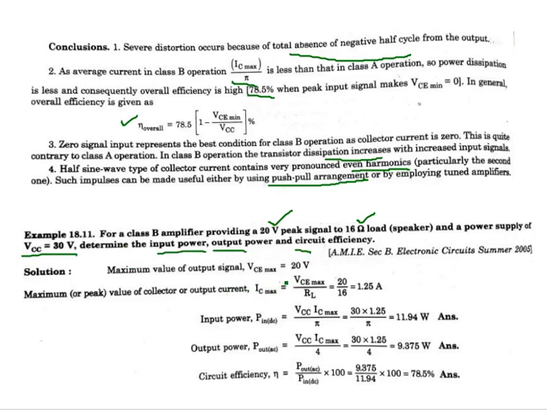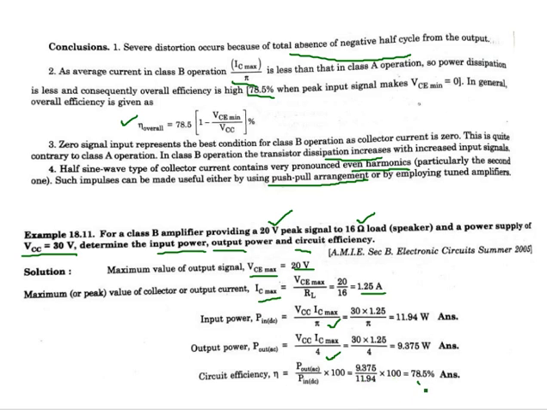So maximum value of output signal is given as 20 volt, that is VCE max is given as 20 volt. Now the maximum peak value of collector current, IC max, will be VCE max by RL, that is 20 by 16, which will give you 1.25 ampere. You know the input power expression, and this is the output power expression, and you can find out the input power and output power.